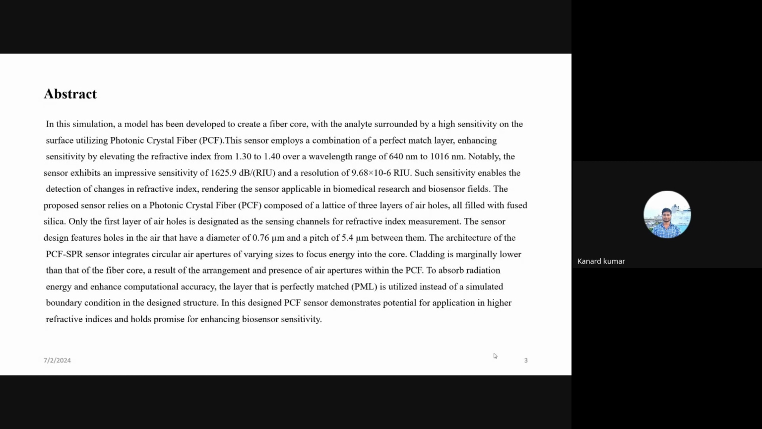In this simulation, a model has been developed to create the fiber core with an analyte surrounded by high sensitivity and the surface utilizing photonic crystal fiber. This sensor employs a combination of the perfect match layer, enhancing sensitivity by the refractive index from 1.30 to 1.40, over a wavelength range of 14 nanometer to 10-16 nanometer.